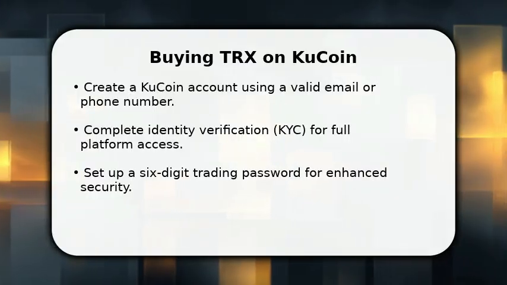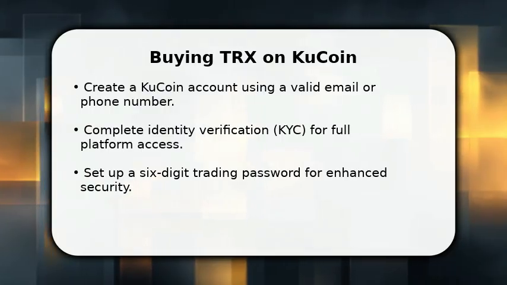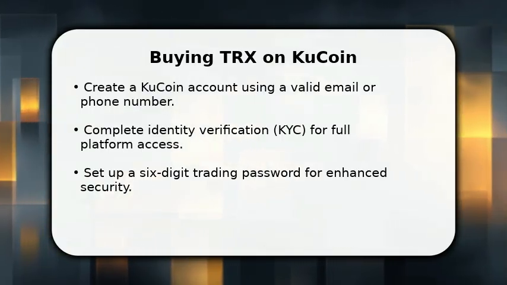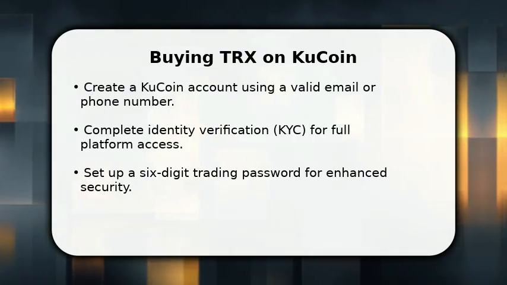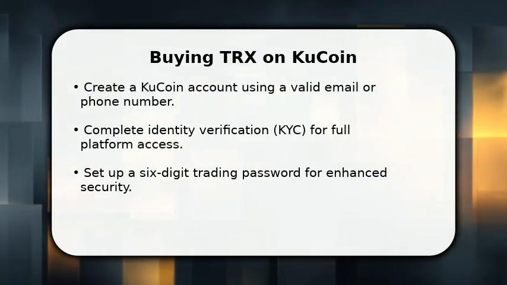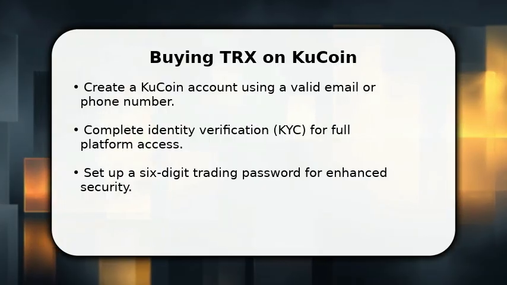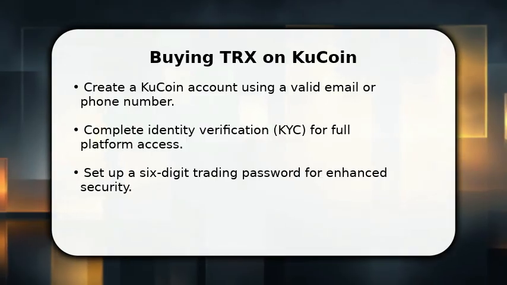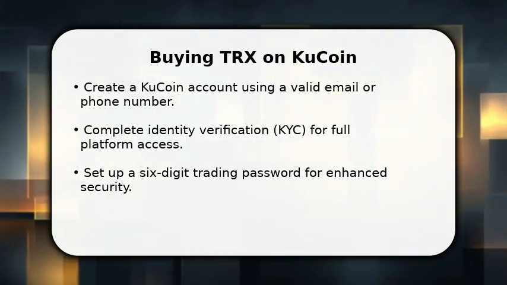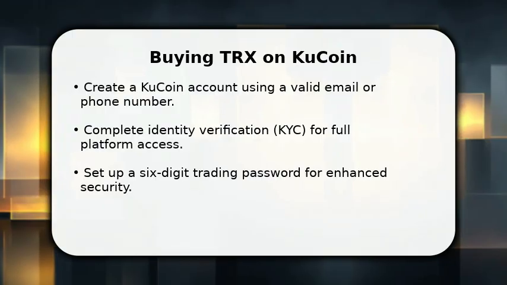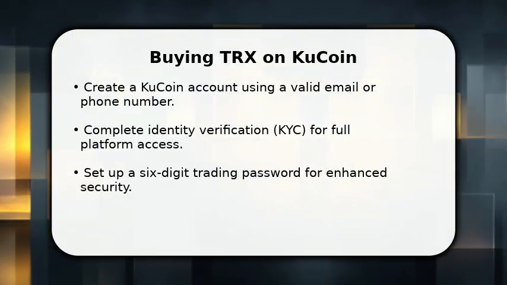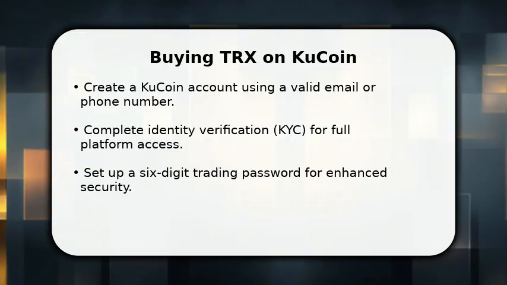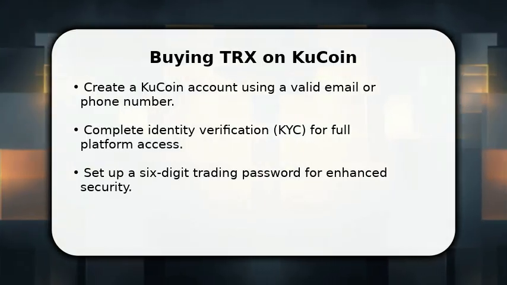In this video, I will explain how to buy TRX on KuCoin. First, you'll need to create an account, which is a straightforward process using your email or phone number. It's important to complete identity verification, also known as KYC, to unlock all features. Additionally, set up a unique 6-digit trading password. This adds an essential layer of security for your transactions and withdrawals.